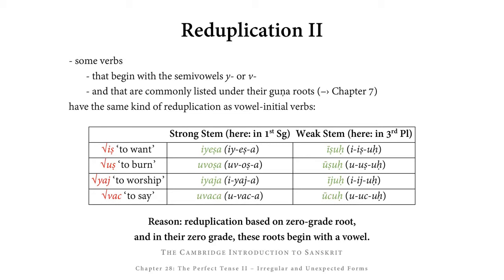So again, this happens because the reduplicative syllable is formed on the zero grade of the root, but for a variety of reasons, there are some roots that are cited, that are listed or referred to, not in their zero grade, but in their guna. And whenever we have a root like that, we need to first of all form its zero grade, and only then can we know what its reduplicative syllable is going to be.